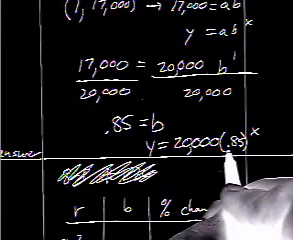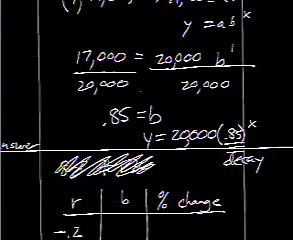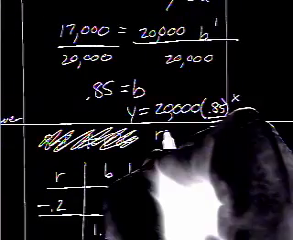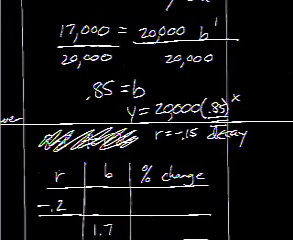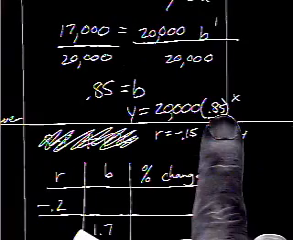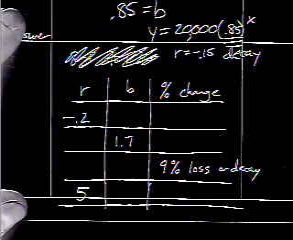Is this growth or decay? Everybody should be screaming decay, right? Because the growth factor in this case is negative 0.15, or a 15% loss. Every year we're losing 15% of the value. We're only keeping 85% of the value. And I'll finish this. Let's take a look at a few more of these.